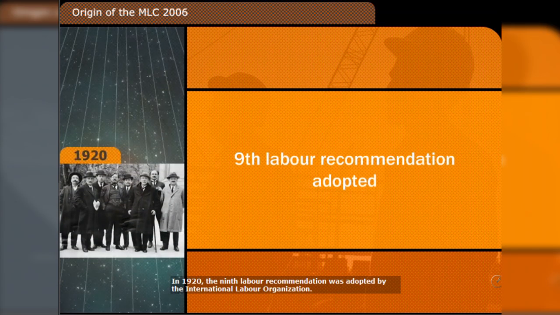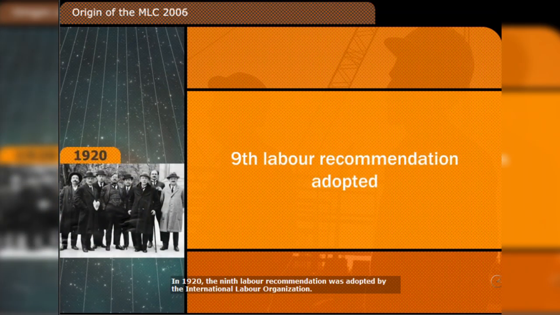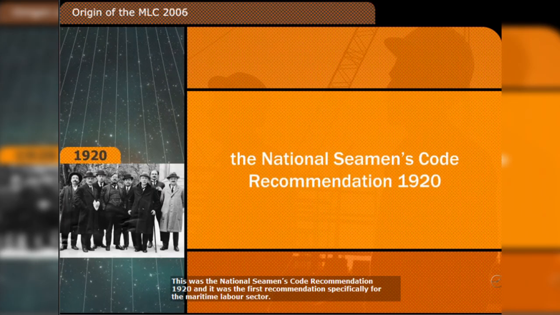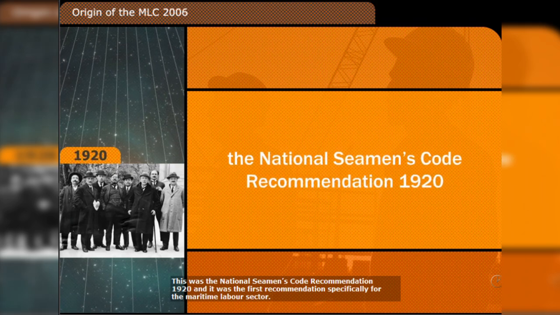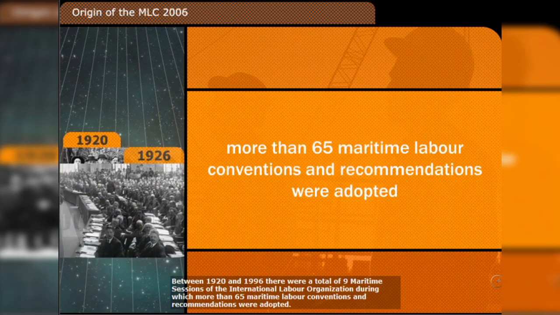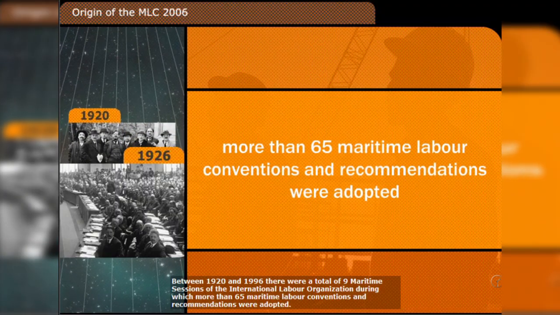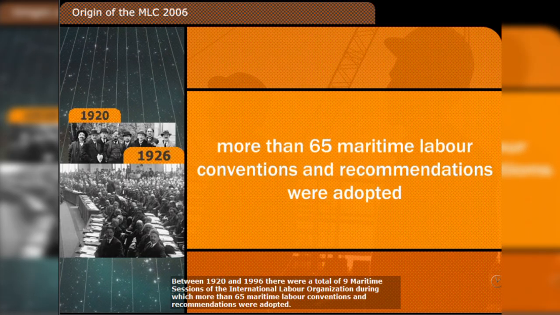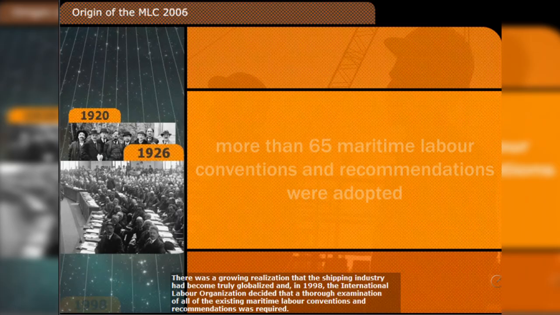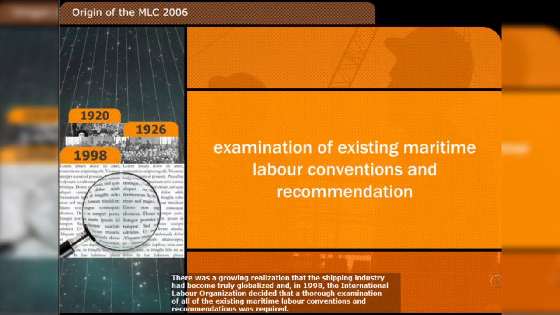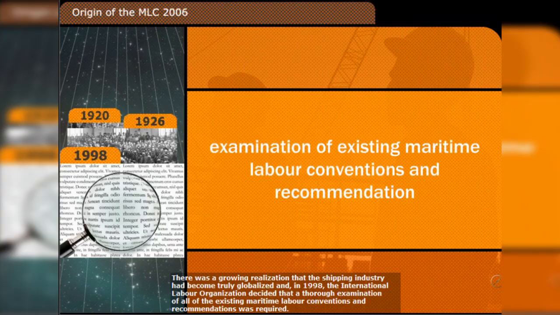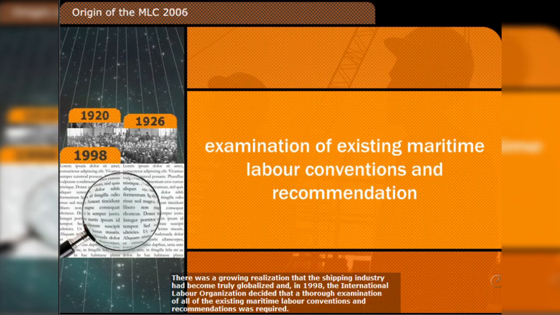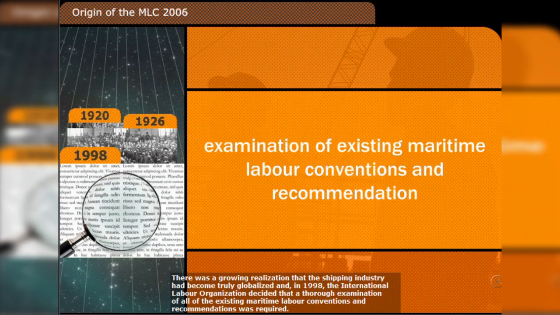In 1920, the 9th Labour Recommendation was adopted by the International Labour Organization. This was the National Seamen's Code Recommendation 1920, and it was the first recommendation specifically for the maritime labour sector. Between 1920 and 1996, there were a total of 9 maritime sessions of the International Labour Organization, during which more than 65 maritime labour conventions and recommendations were adopted. There was a growing realization that the shipping industry had become truly globalized, and in 1998, the International Labour Organization decided that a thorough examination of all of the existing maritime labour conventions and recommendations was required.